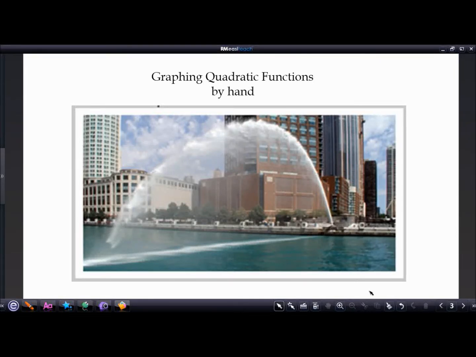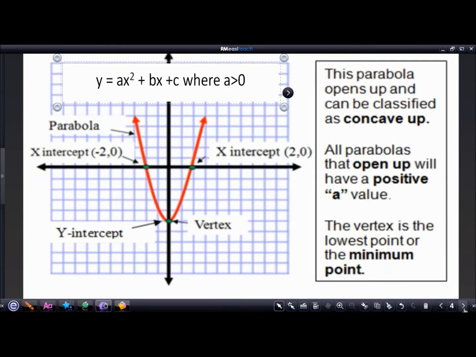Hey everyone! Today we'll be reviewing the basics required for graphing quadratic functions by hand. Let's look at the properties for a quadratic function.